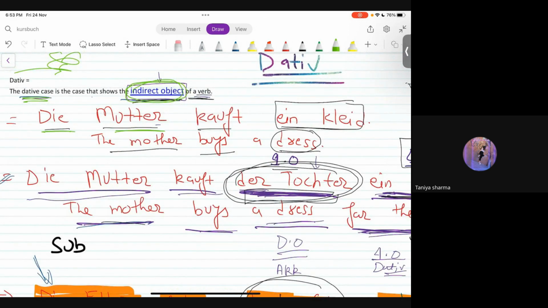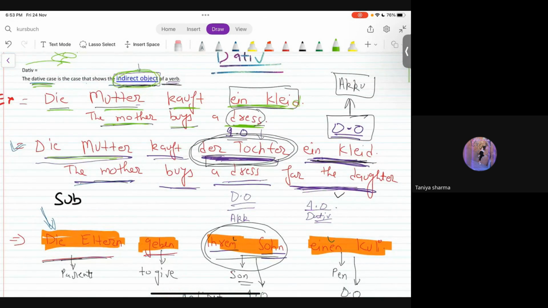For example, die Mutter kauft ein Kleid. Okay. Kleid is dress. The mother buys a dress. Okay. So, guys, the dress, this is direct object. Mother purchases dress. Okay. Next is die Mutter kauft der Tochter ein Kleid. What has she done first? Firstly, she bought a dress and then that dress she gave to her daughter. So her daughter is indirect object. Kamli, is it clear or not? Mahima, Tanya? Yes, sir. Okay. The mother buys a dress for the daughter.